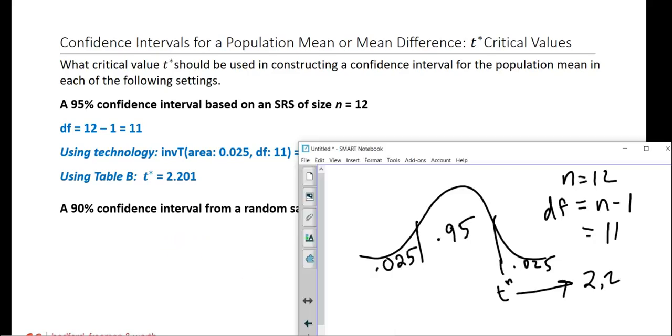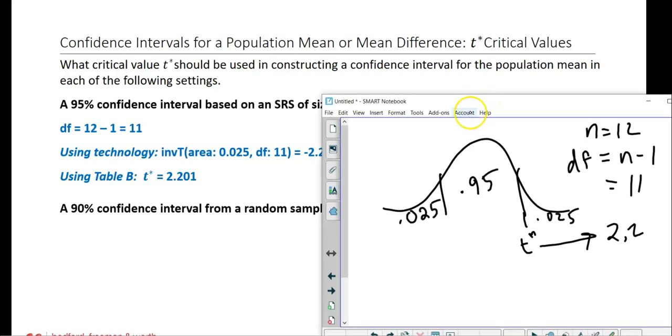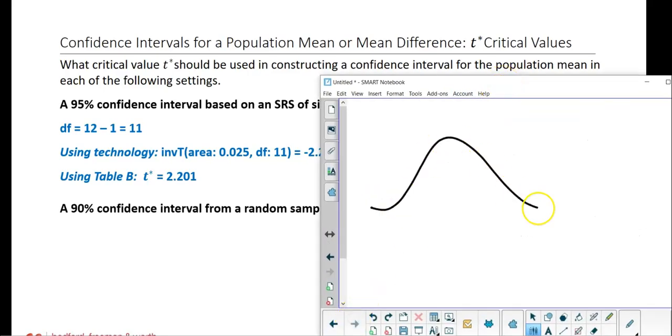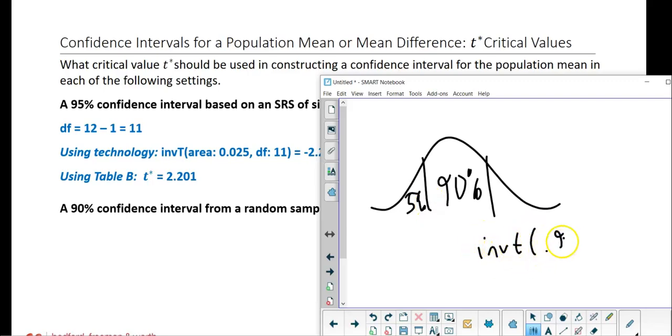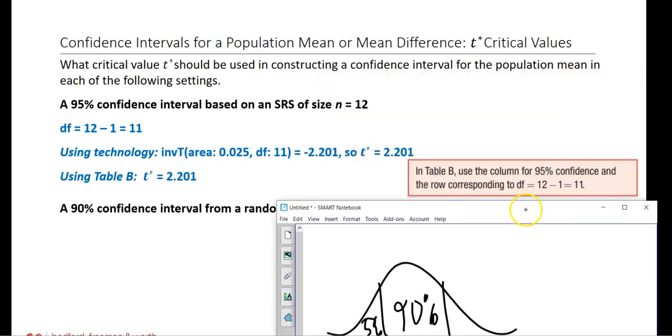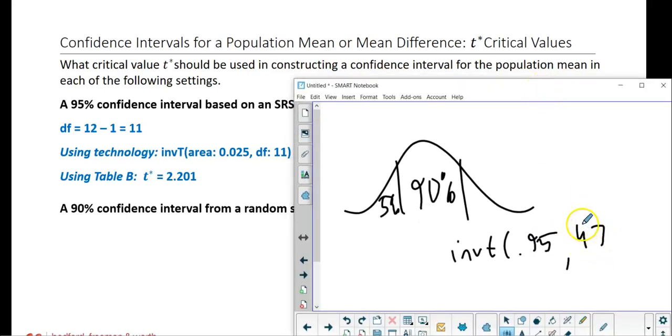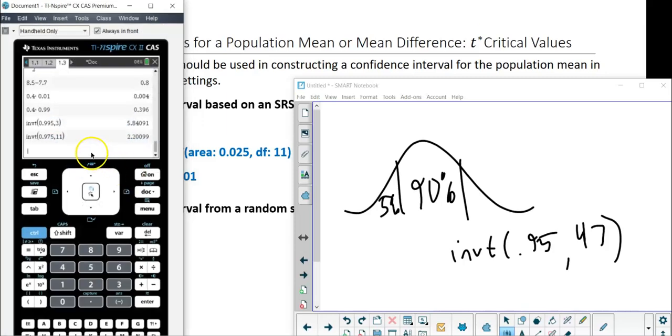For 90% confidence, you want to get good at doing this. 90% means there's 5% over here, right? So we've got the inverse t, 0.95, comma, 48, so it would be 47 would be your degrees of freedom there. That should start looking somewhat normal. When you look at that graph, it'd be pretty close to normal there. Inverse t of 0.95, comma, 47.